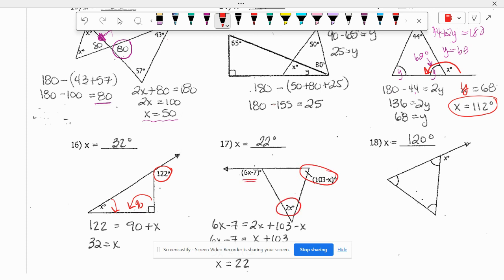Again, the sum of the two remote interior angles equals the exterior. 6X minus 7 equals 103 minus X plus 2X. So you find out that X equals 22. Number 18, this is an equiangular, and we just solved that. We know that each one of these is 60 degrees.